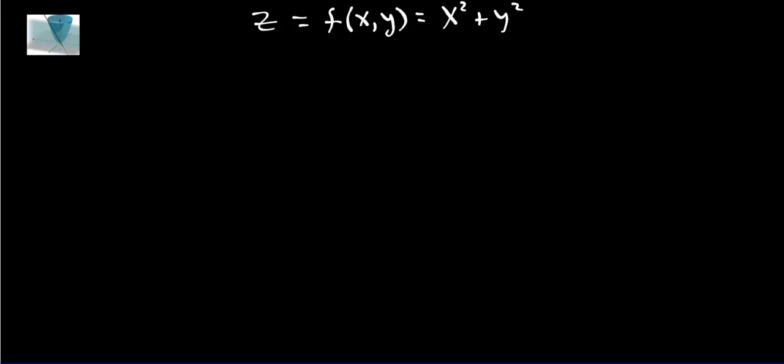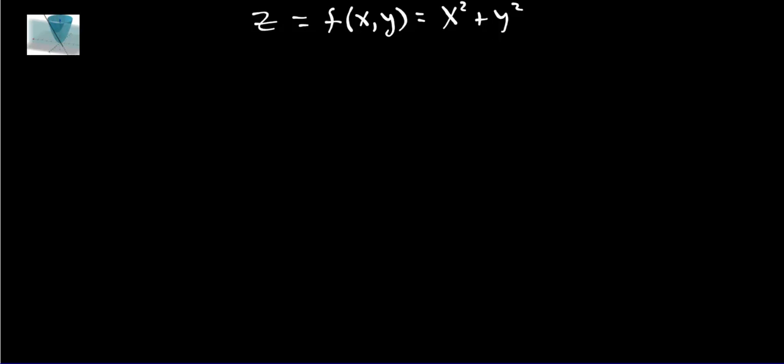We have most recently had the good fortune of studying multivariable functions. And we've in particular studied functions like this: z equals f of x, y equals x squared plus y squared. This is a function of two independent variables, and it gives us a surface, in particular, a paraboloid.